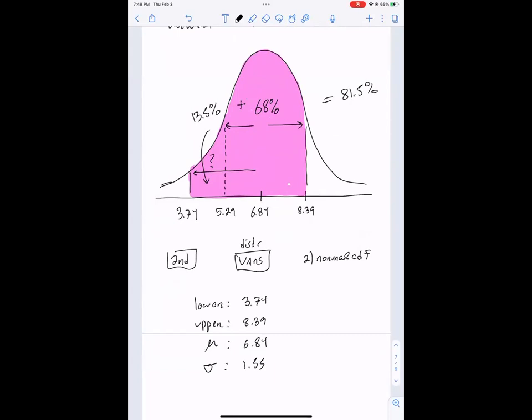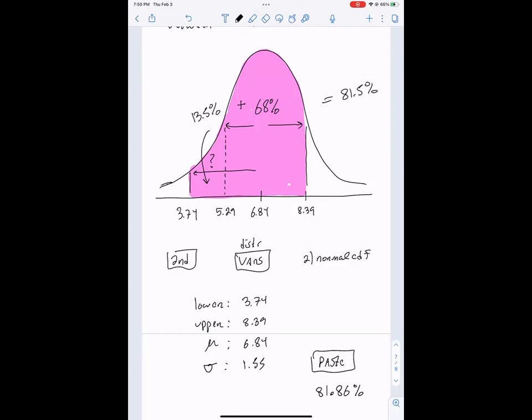And then you hit paste. What paste does is it puts it in the stack. And then you hit enter, and it gives you 81.86%. Why is that not the 81.5% that we guessed? Because the 68% and the 13.5% are only approximations. So 81.5 is a good approximation. 81.86 is a better approximation.